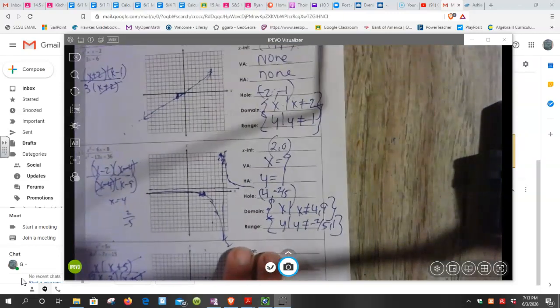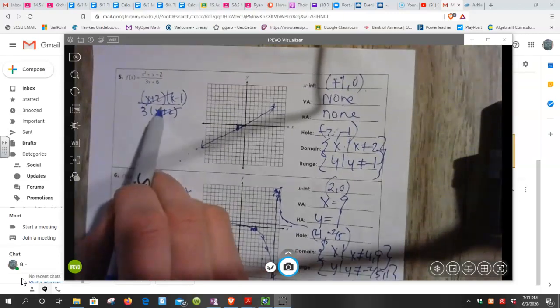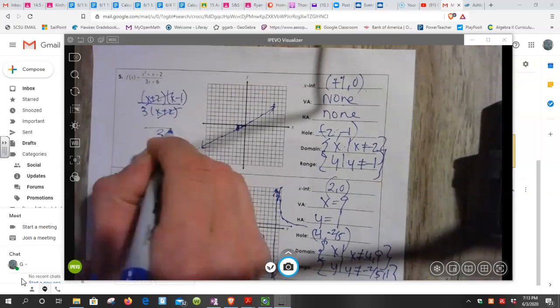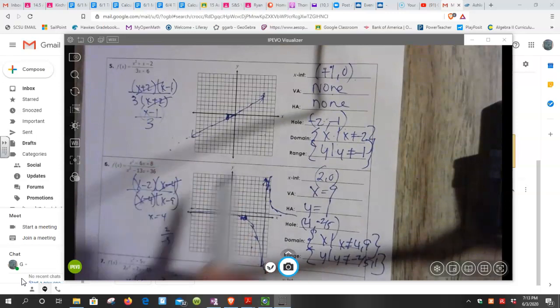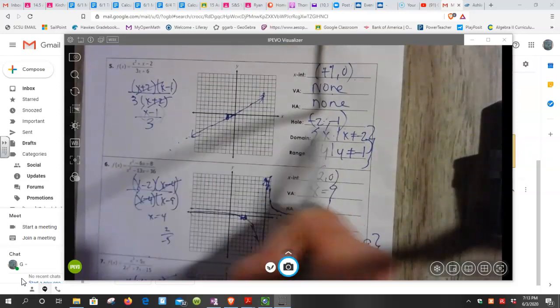Second page. Factor out common terms. You get x plus 2 is factored out, so you're left with x minus 1 over 3. So -2 is where the hole is. You put -2 back in, and you get -1. So the hole is (-2, -1).